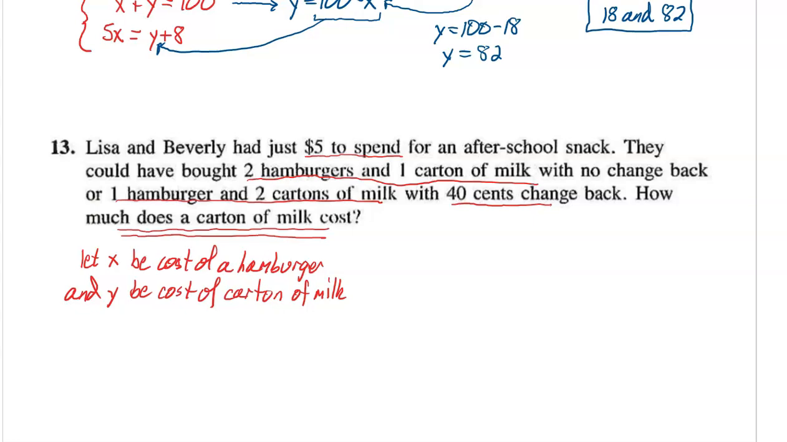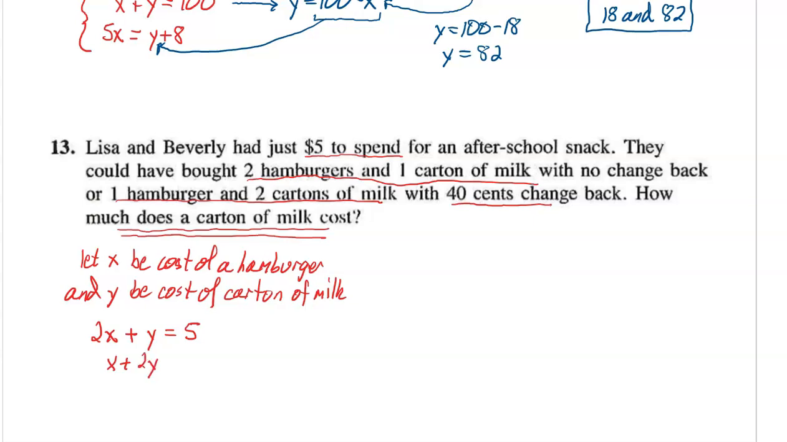Now that we know we're going to use 2 variables, x and y, we need to create 2 equations that involve both of these letters. 2 hamburgers would cost 2 times x. If x is the cost of 1 hamburger, then you could multiply that by 2 to be the cost of 2 hamburgers. Plus, 1 carton of milk costs y. And we're told they get no change back, so this must have added up to exactly the $5 that they had.